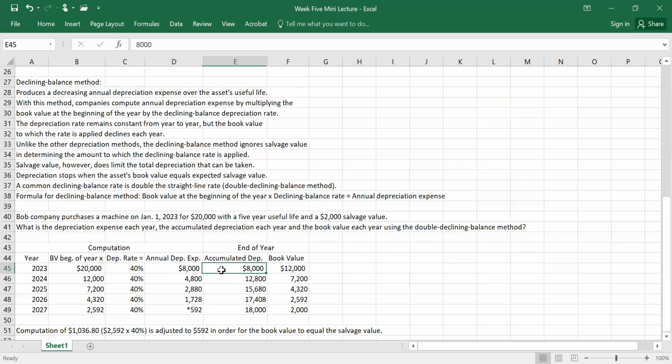Accumulated depreciation is the 8,000 plus the 4,800, which is 12,800. The book value at this point is the 20,000 minus this accumulated depreciation of 12,800. That gives us a 7,200 book value. Year 3, book value at the beginning of the year is 7,200 times 40%, which is $2,880.